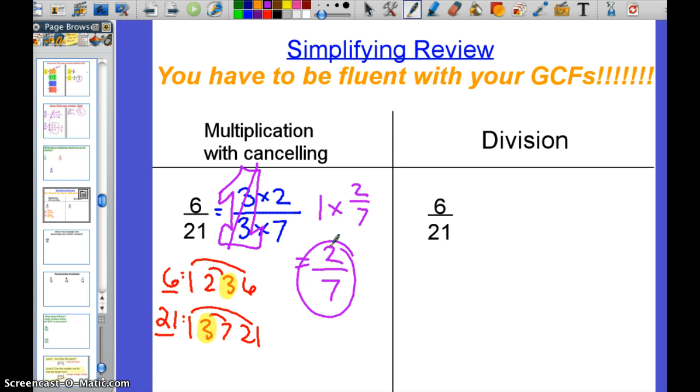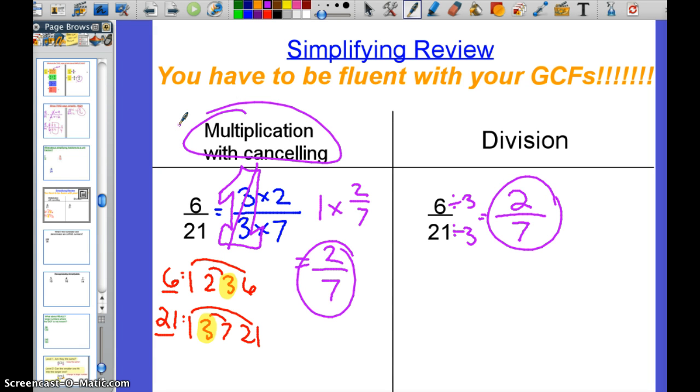The more practical way, the faster way, is just to divide your numerator and denominator by the greatest common factor, which we already found to be 3. So you would divide 6 by 3 and 21 by 3. 6 divided by 3 is 2. 21 divided by 3 is 7. Okay, so you get to the same place, but I do need you to be aware of why this works too, okay?